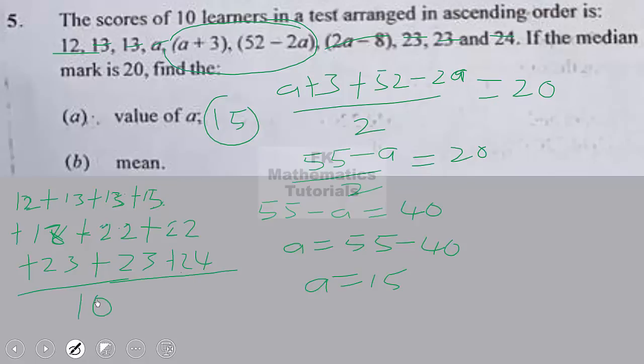So let's add all of these and see what we'll get. So all of these will give us the mean to be equal to 185 over 10, and that will be equal to 18.5.